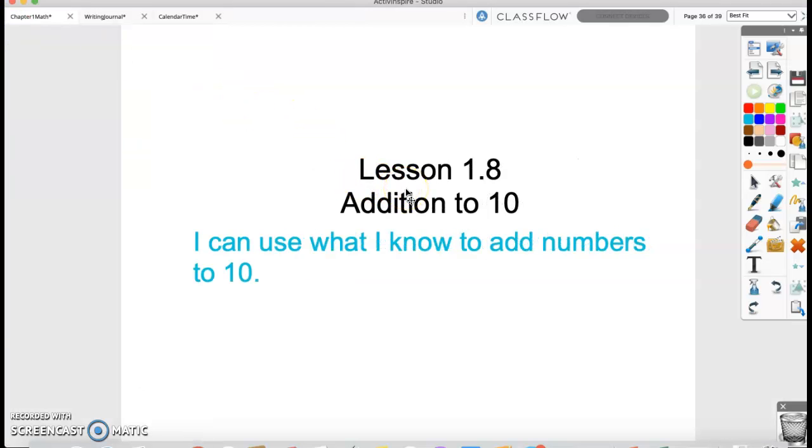This is Math Lesson 1.8, Addition to 10. After this lesson, you should be able to say, I can use what I know to add numbers to 10.